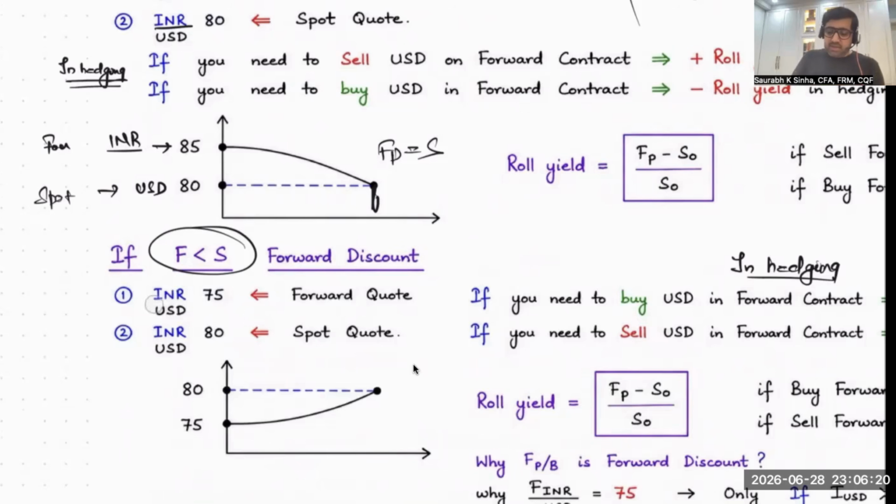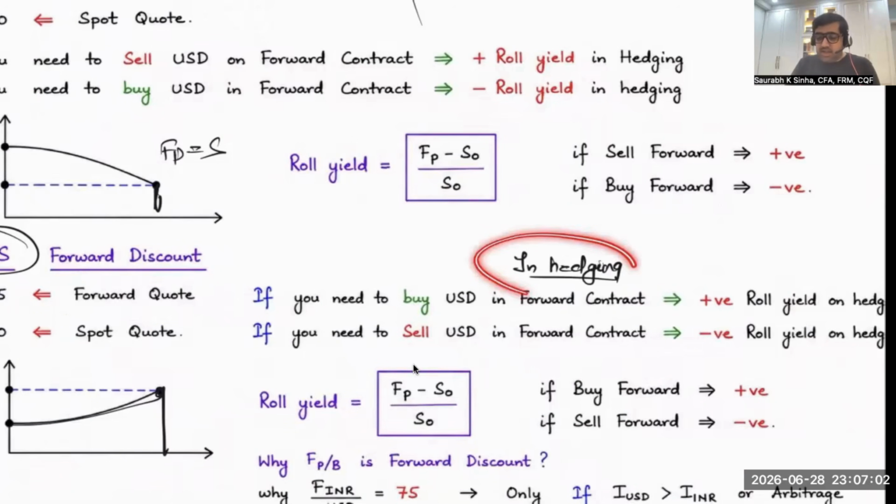So the example is: the price currency is INR, the base currency is USD, and 75 is the forward quote. INR upon USD, 80, is the spot quote. This is the forward price. This is the spot price. We are assuming the spot will not change. So at maturity, it will converge. If you buy something which is trading cheap, and it converges to the spot which is 80, definitely you're going to make a profit.